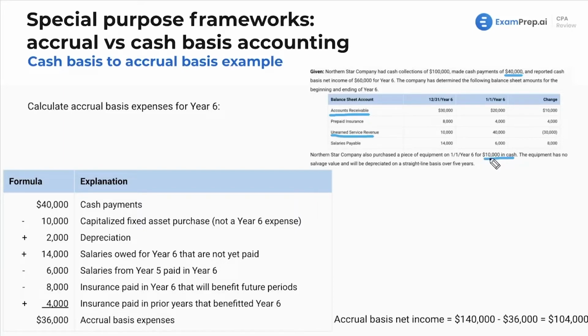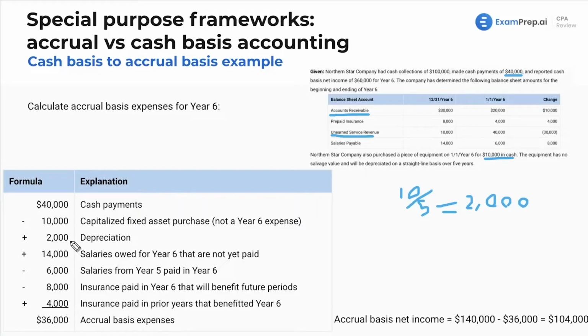This is why you practice questions instead of just reading the book, because you see tricks like this, and that's how you're going to pass the test with flying colors. So $10,000 in cash, we are subtracting that out because that's not an actual expense for accrual purposes. However, we have a straight line 5-year depreciation schedule. That is 10 divided by 5, which gets us $2,000 a year. So each year you're going to account for $2,000 of depreciation expense. That nets out to 8, essentially subtracting out 8 from there.